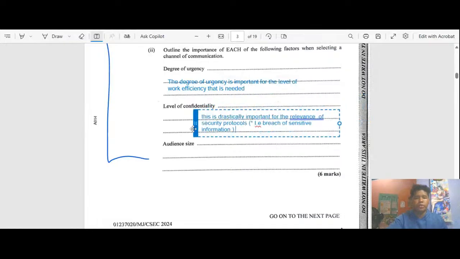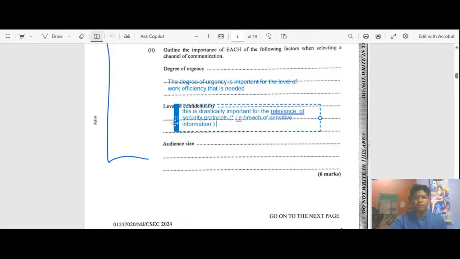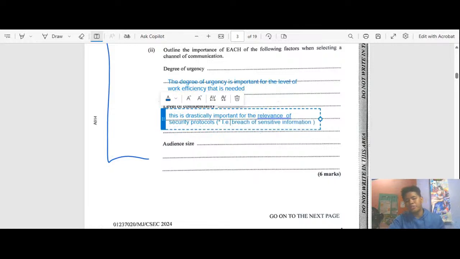So why is this important? Why is the level of confidentiality an important factor? It is important because if you do not have any security protocols in your organization, personnel can actually hack into your organization. This is an example of why security protocols are important, because persons could have access to sensitive information in the organization. So that's why we have to really look into the level of confidentiality and protection protocols as it really relates to the organization.